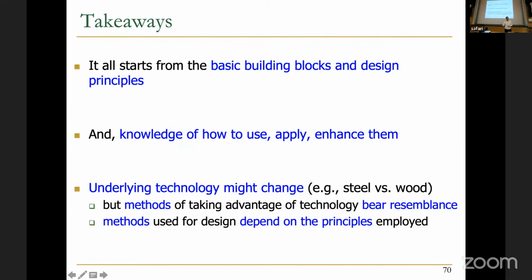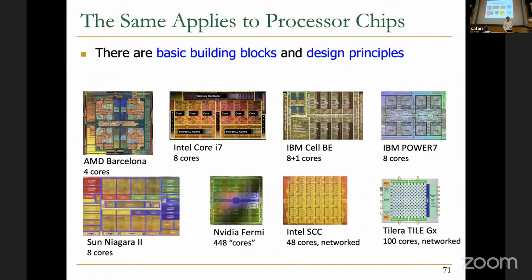So basically, the reason I'm telling you all this is, again, this applies to processor chips also. So there are some basic building blocks and design principles over here. These are multi-core processors, and they have similar design principles in that they put multiple different processors and they replicate them in the hopes that they will get more parallelism, and the software will exploit that parallelism.